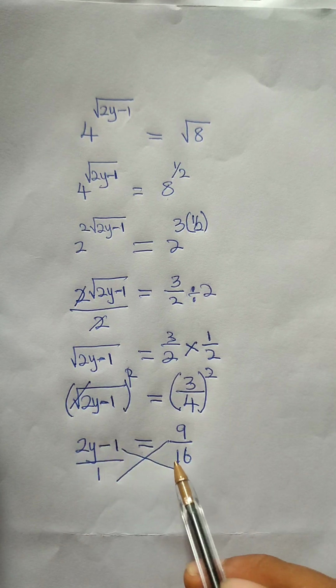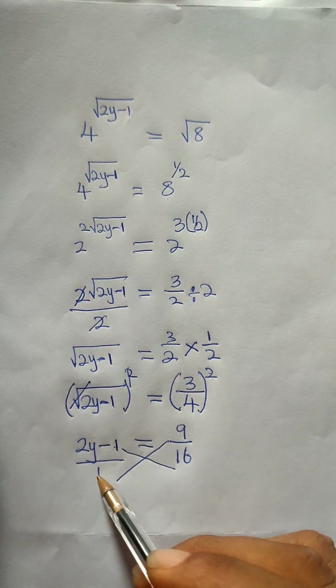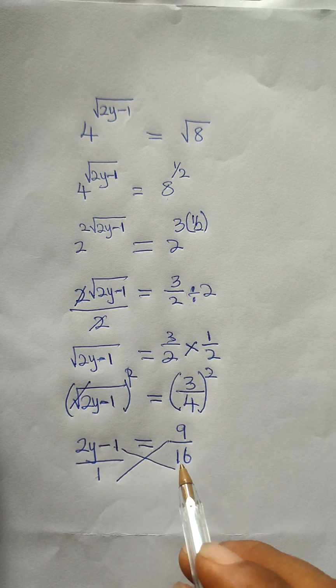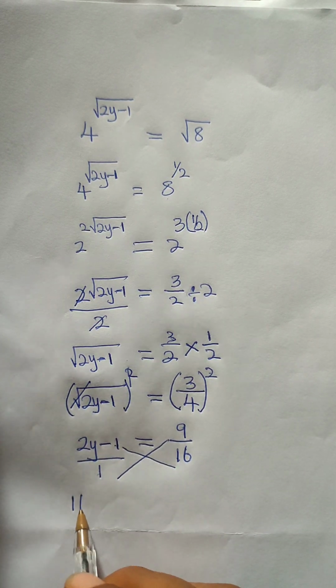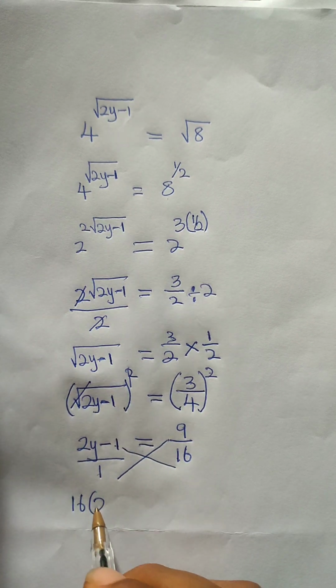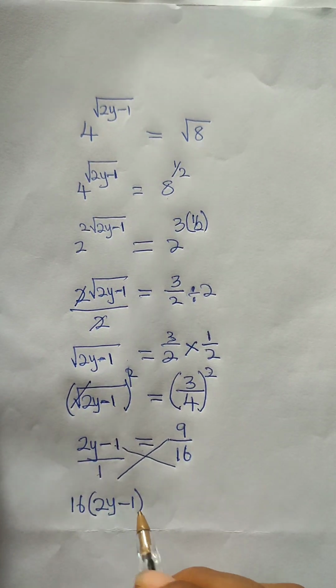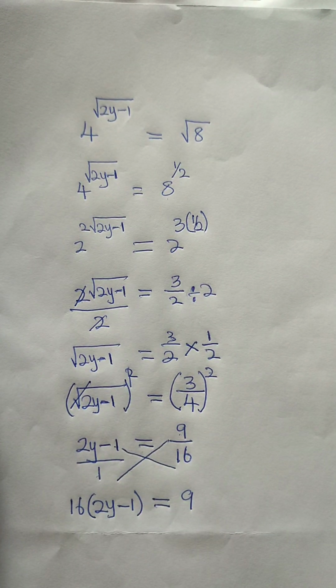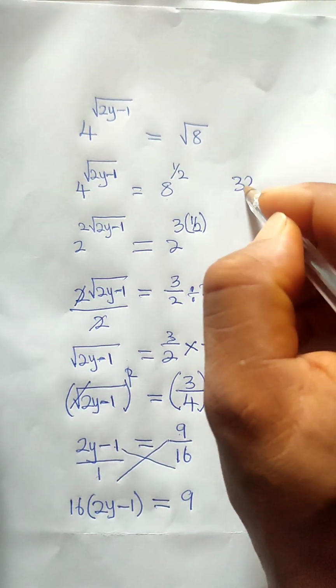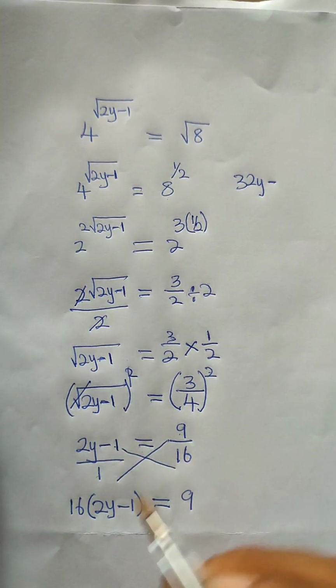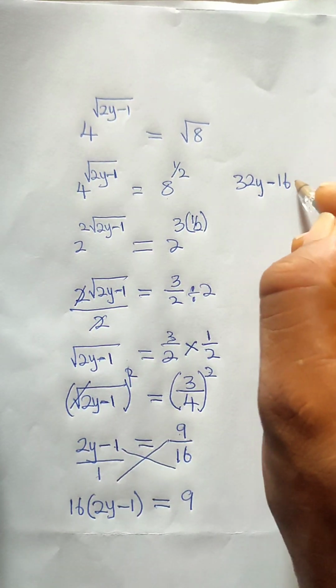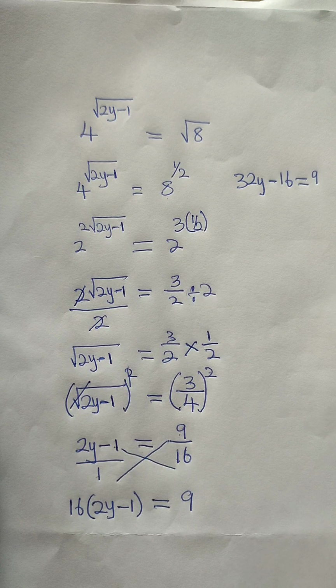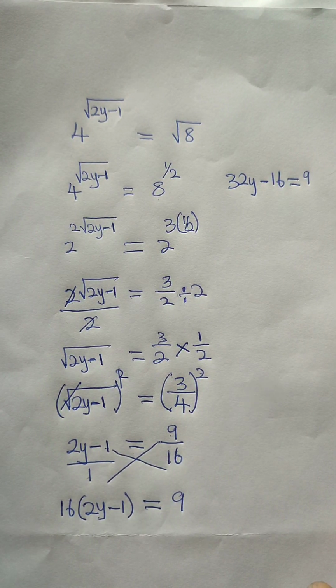It means that 16 we multiply the whole of this, 1 we multiply 9. So 16 multiplies this to give us 16 in bracket. We have 2y minus 1, we close the bracket, equals 9 multiply 1 will give us 9. So this is what we have at this point. 16 multiplied 2 will give us 32y. So we will have 32y minus 16 multiply 1 will give us 16 equals 9. So this is what we have at this point.